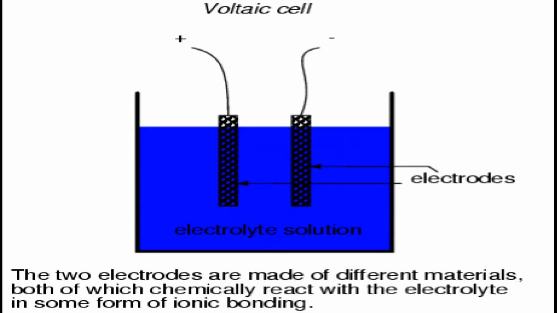Simple voltaic cell: an arrangement consisting of electrodes and electrolytes. Electrodes consist of 2 metallic substances. The solution is the electrolyte.